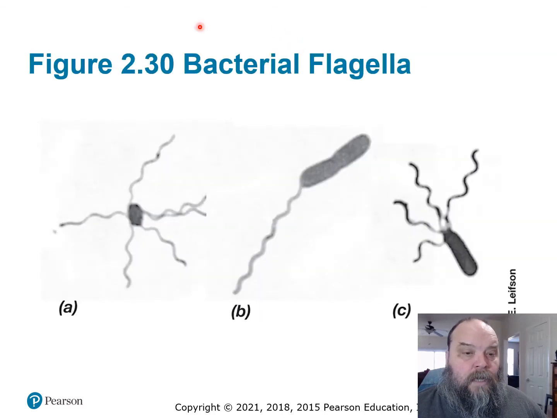So when you look at these, you have the peritrichous arrangement. There are a few of them, and they are all around the cell. You have polar, where one end or the other of the bacterial cell will have one or more. And then you have what is referred to as lophotrichous, this cluster.